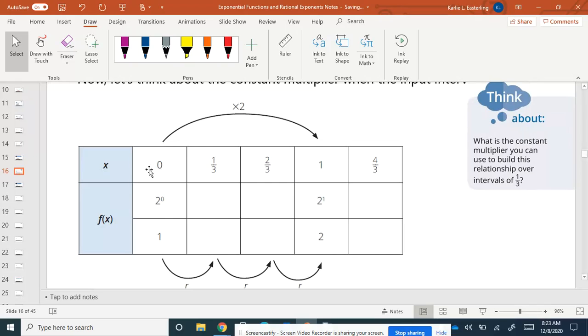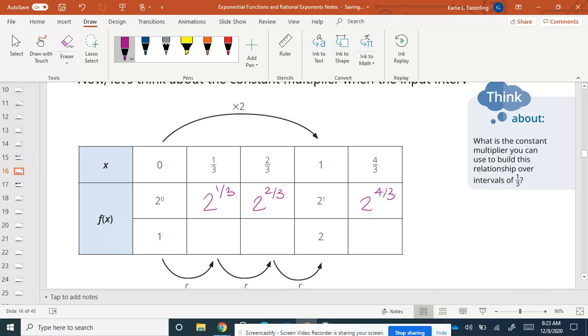But as you can see on the table, when x is 0, it's 2 to the 0 power. Here you're going to be looking at 2 to the 1/3 power. I'm going to have you input what you think the next two are going to be and then come back and check them. So you're looking at 2 to the 2/3 here and 2 to the 4/3 here.